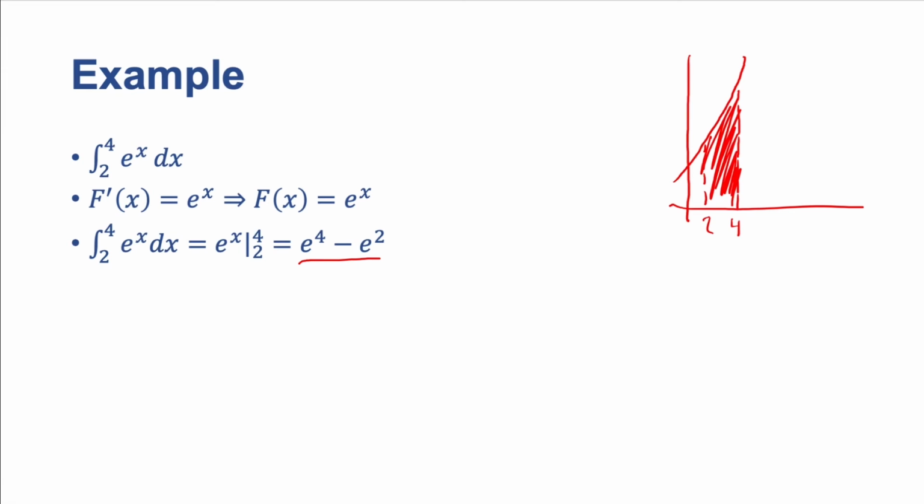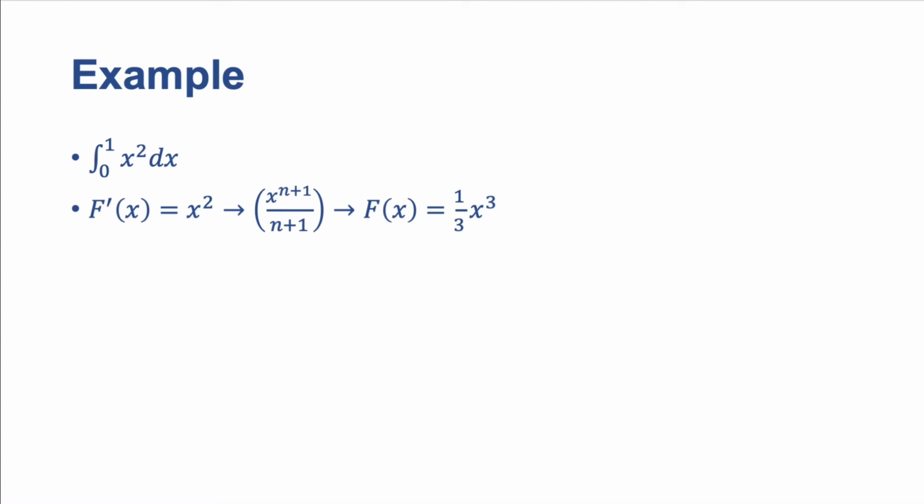All right, now let's try another example. This one will require us to do a little bit more thinking about what the antiderivative is. So we're going to take the integral from 0 to 1 of x squared dx. So we need to find the integral, or the antiderivative, of x squared. If we remember back to video 40, we had what we called the reverse power rule. It basically allows us to take the antiderivative of the power functions, or of the monomials.